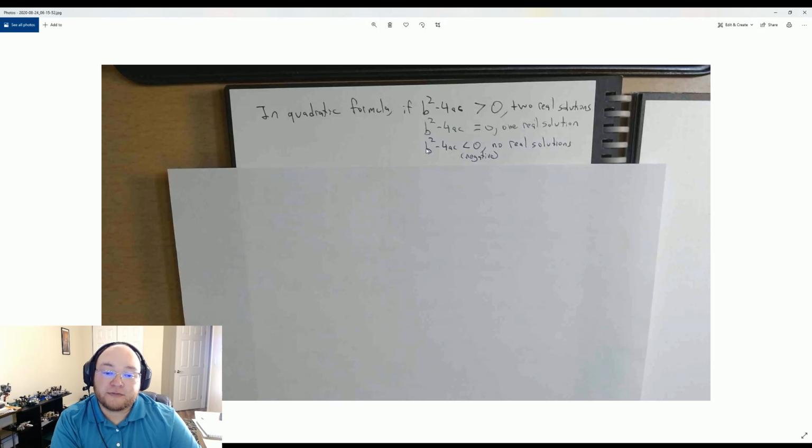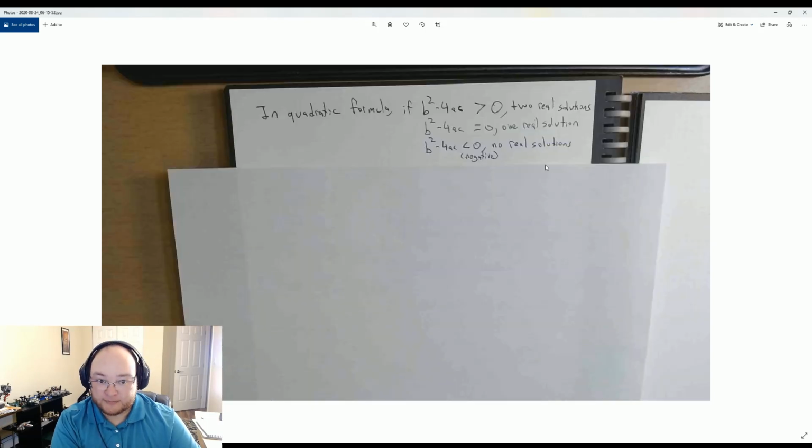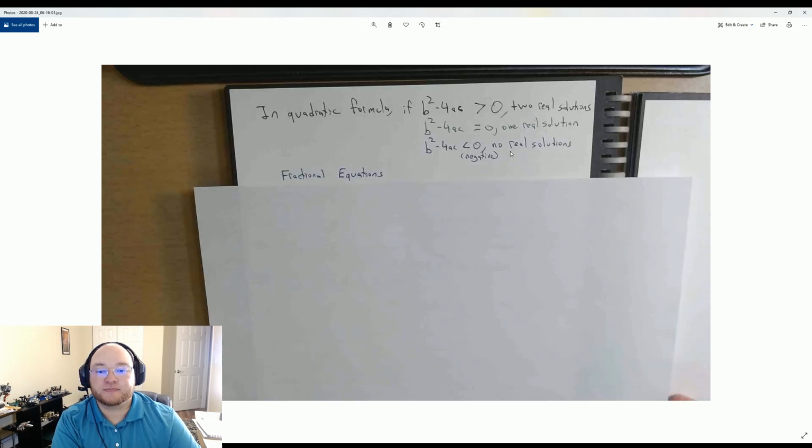In the quadratic formula, this part under the square root is called the discriminant. If that discriminant, b squared minus 4ac, is greater than 0, you have two real solutions. If b squared minus 4ac equals 0, you have one real solution. If b squared minus 4ac is less than 0, which means it's negative, there's no real solutions. It only has imaginary solutions, which we'll talk about in the next section.